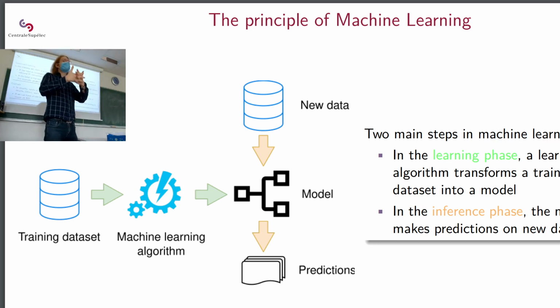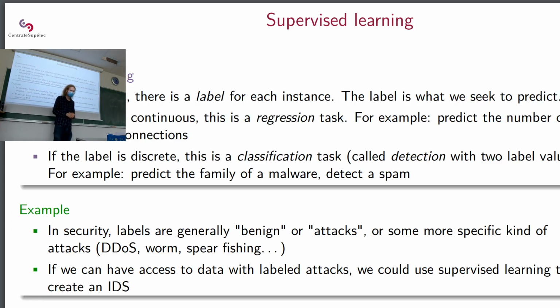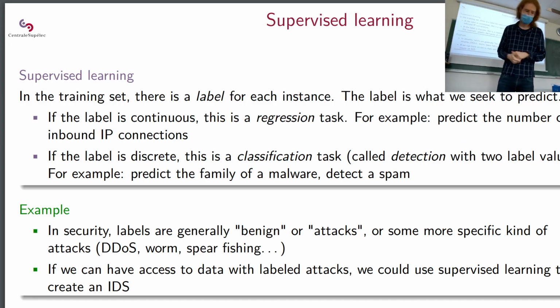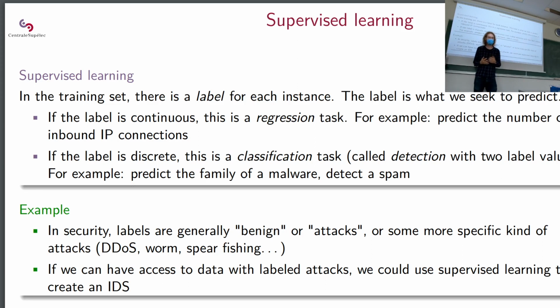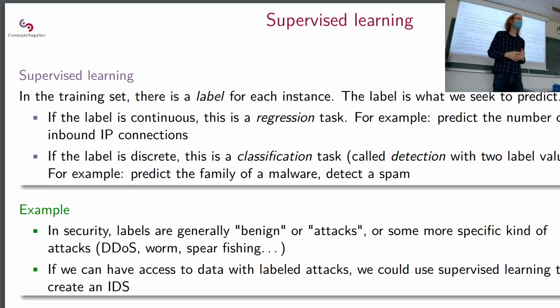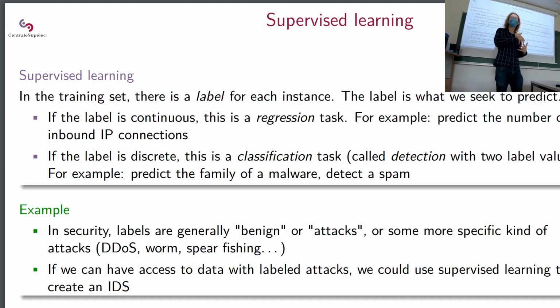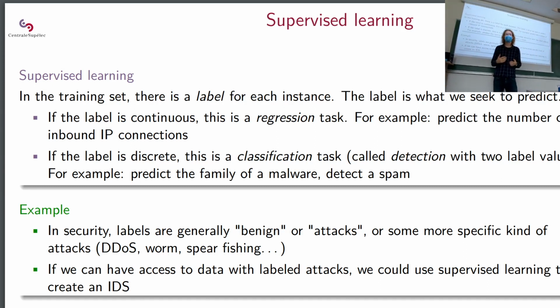Now, the learning settings I talked about earlier. Well, there are three main settings in security. The first one is supervised learning. In supervised learning, the training set, so the data you give to the machine learning algorithm, contains a label for each instance. The label is what you seek to predict. For example, you may want to predict the number of inbound IP connections to a machine based on other data, other status of the machine.